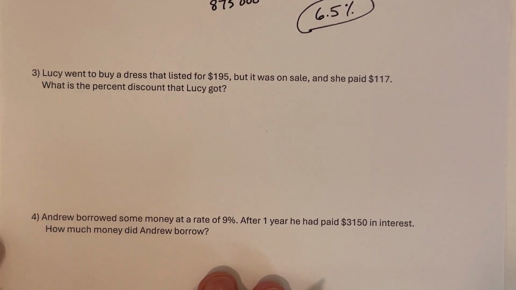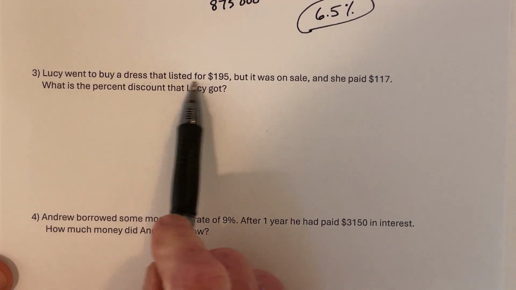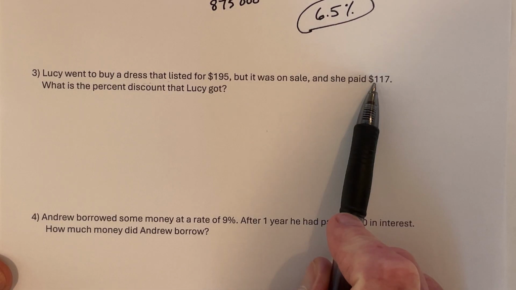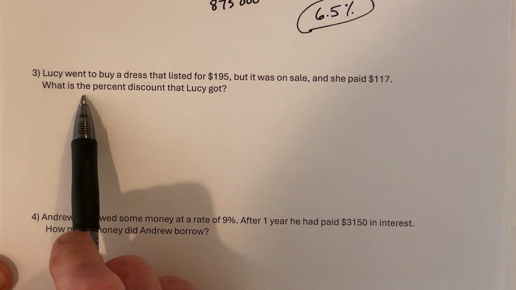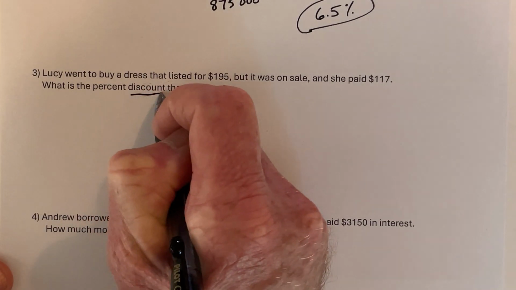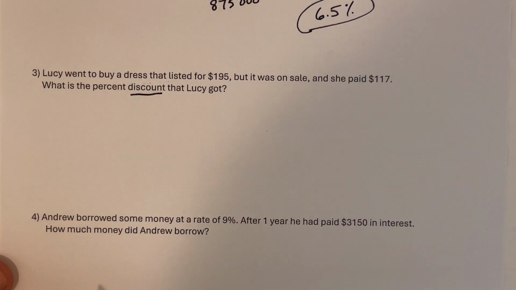And then for example number 3, Lucy went to buy a dress. It was listed for $195, but when it was on sale, she paid $117. So then what is the percent of the discount? So this one, we have one extra step. First of all, we have to find the discount.